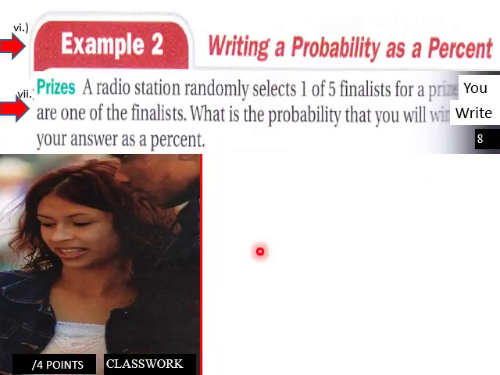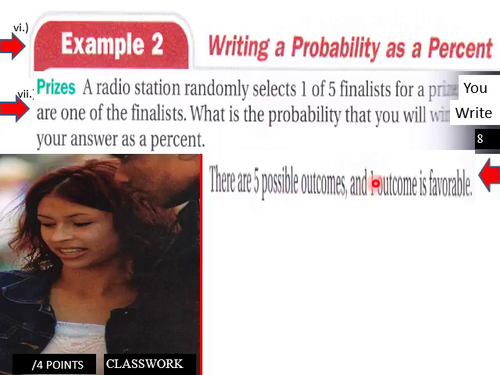Example 2. Write a probability as a percent. So now a radio station randomly selects one of 5 finalists for a prize. This word is prize here. You are one of the finalists. What is the probability that you will win? This word's win. Write your answer as a percent. 1 out of 5 finalists for a prize. What is the probability that you will win?